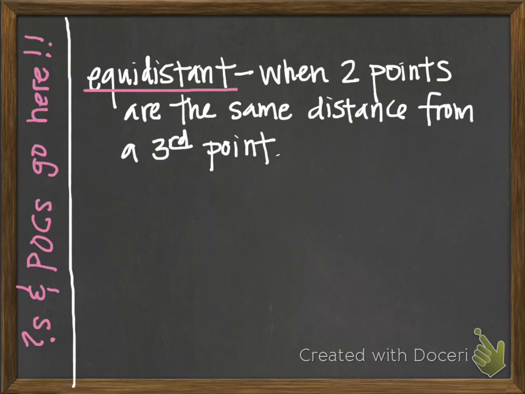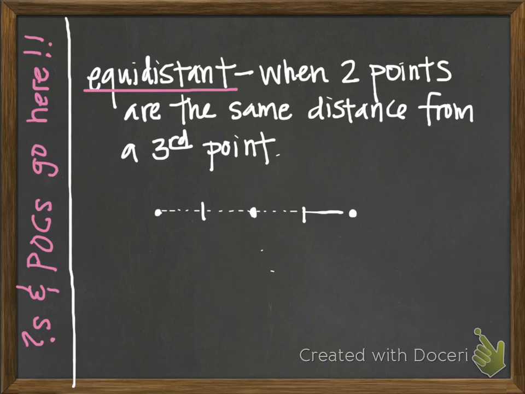So, for example, if I had 2 points, they will be equidistant from each other when they are the same distance from a third point. So I would need to position that third point carefully. If I put my third point right in the middle of the 2 points, then the distance from one point to that third point and the distance from the other point to that third point will be congruent. Okay?